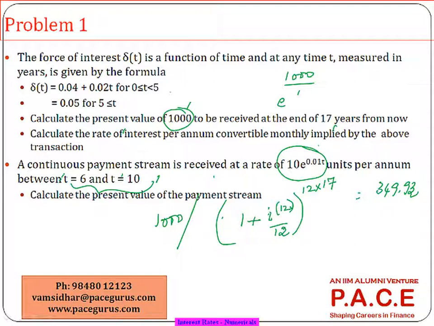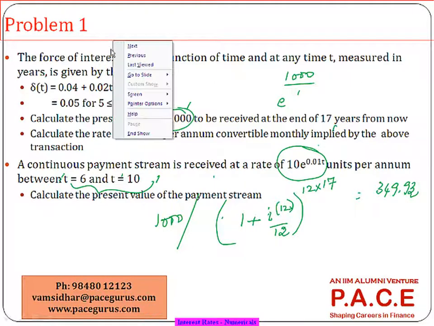So here we are not sure what is the amount that we are going to receive. It's not a constant amount, and it's not coming out at one single period. Different amounts are coming out at different periods of time between 6 to 10. Per annum you are receiving at the rate of 10 into e power 0.01 into t. If that's the case, they are asking what is the present value. So in the question, if at all you come across a payment received as a continuous stream rather than a discrete stream like the above numerical, how do you proceed with it?